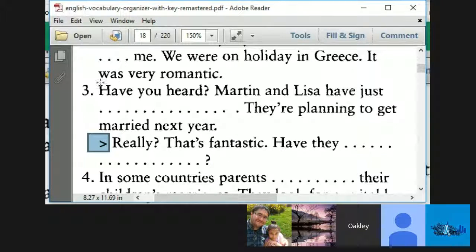All right, Nah. In a conversation between two people, maybe the first person would say, "Have you heard, Martin and Lisa have just gotten engaged, or just got engaged?" By the way, you can say "got engaged," which is a little bit more British. Americans like to use "gotten" as the past participle. They've just gotten engaged. They're planning to get married next year. The other person might reply, "Nah, can you read this?" Really, that's fantastic.